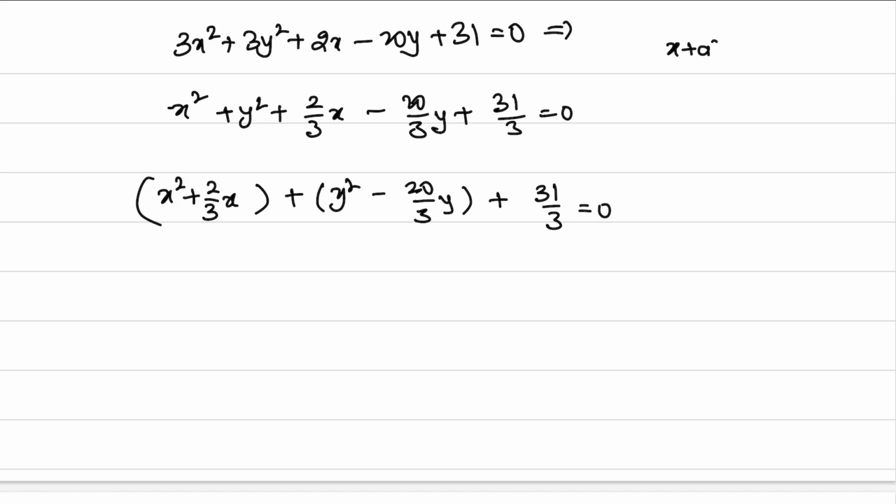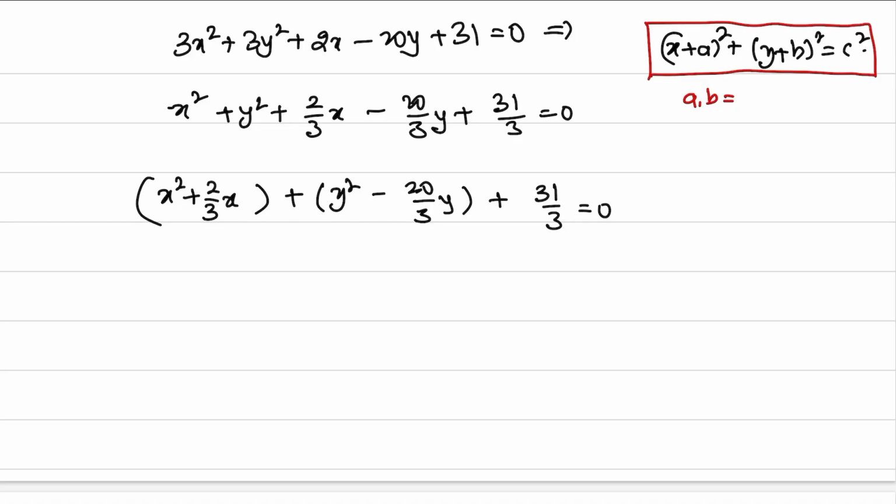(x + a) whole square plus (y + b) whole square is equal to c square. This is the form of the circle, where c is the radius, and the center is minus a, minus b. That is the center, and c is the radius, when the circle is in this form.